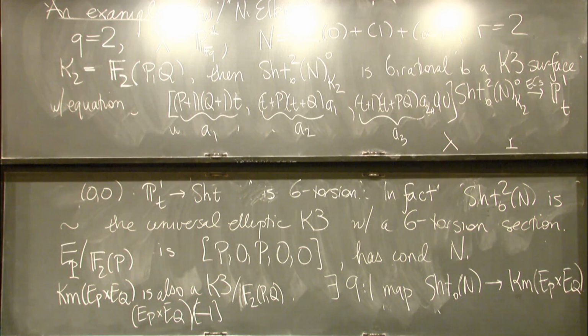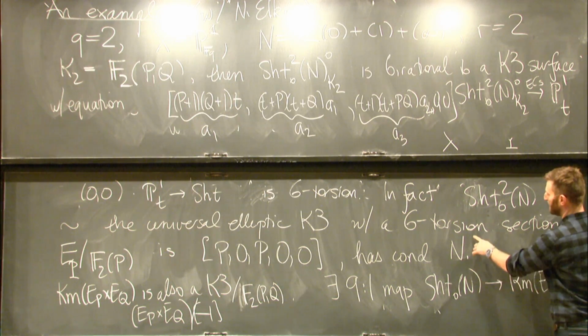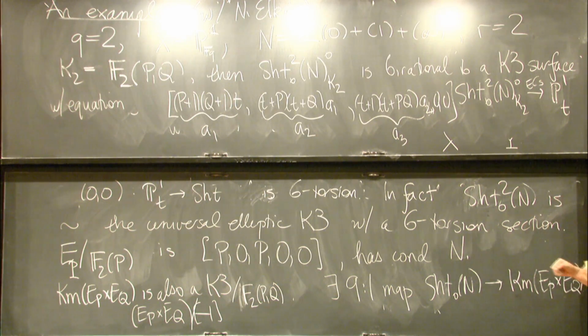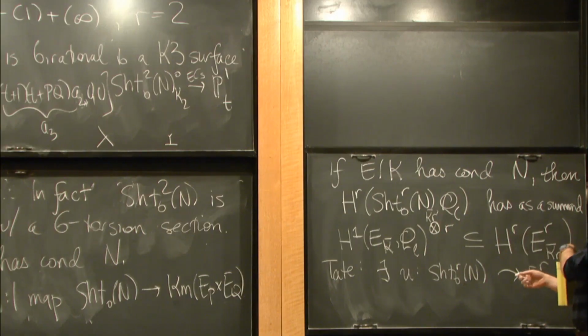Maybe you can see that you actually get a correspondence. There's a map from EP cross EQ to this. And so you could take the fiber product, and then that thing would map to both of them, and that would be your correspondence. So this elliptic curve is modular in the sense that when r equals 2, you get this.